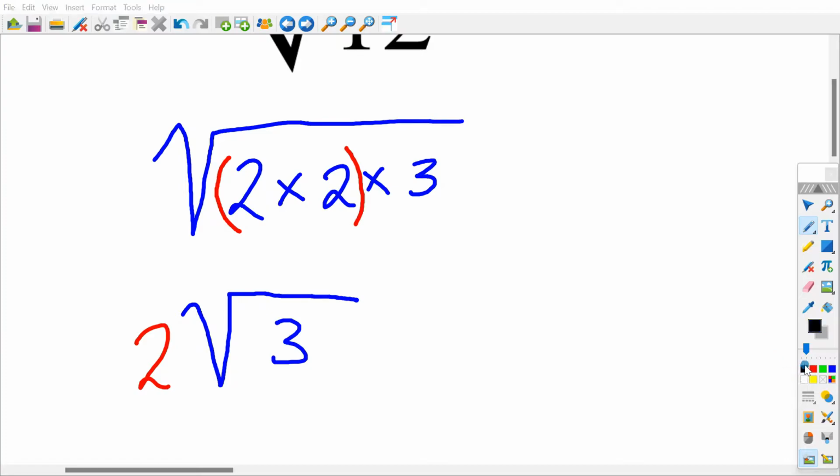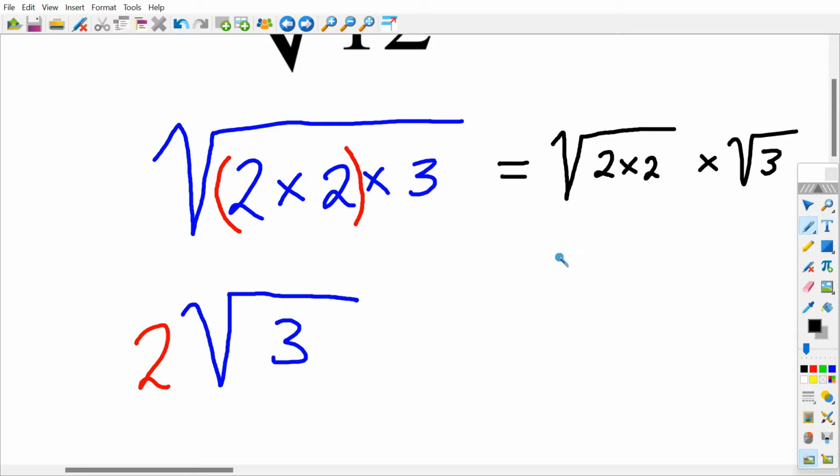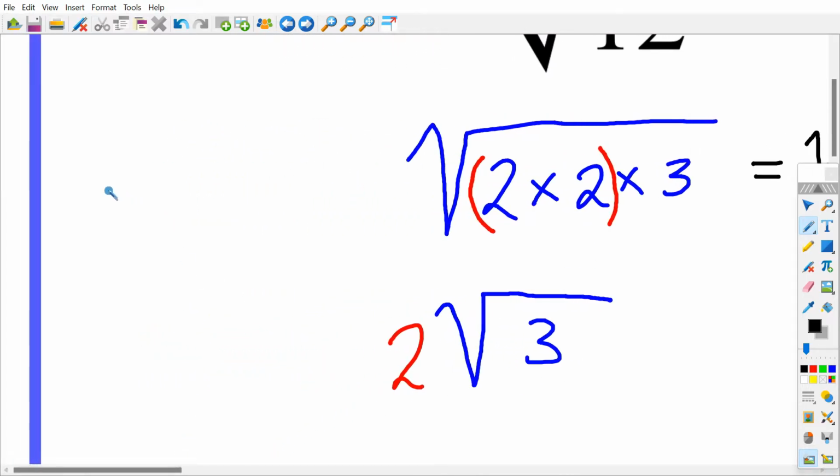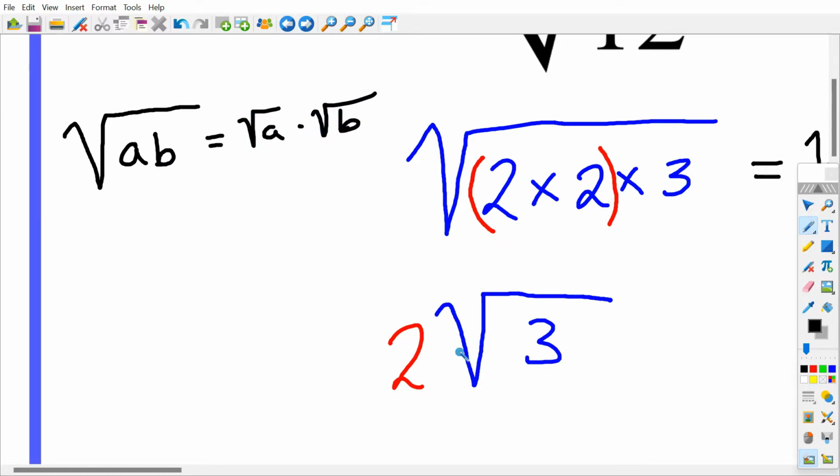So we can actually come up with a general rule for that. Another way of writing it is saying that the square root of 2 times 2 and then times the square root of 3 would be the same thing. So we're allowed to separate those. So in general, the square root of a times b is equal to the square root of a times the square root of b. So we switch this to saying it's the square root of 4 times the square root of 3.